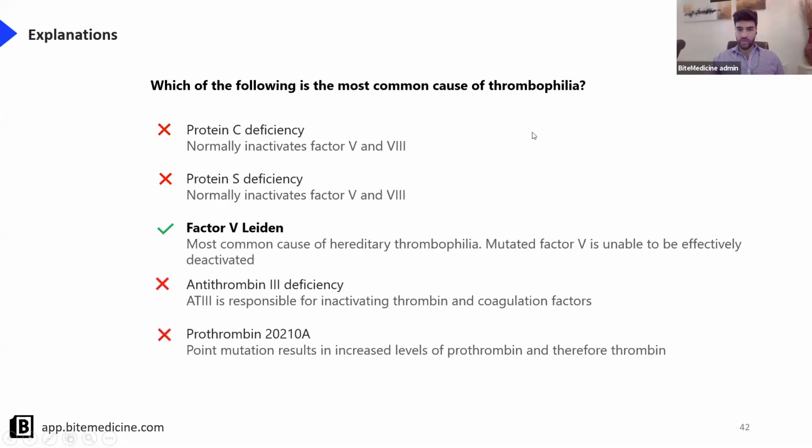Which of the following is the most common cause of thrombophilia? So factor V Leiden, that's where you have a mutated factor V, and therefore it's unable to be effectively deactivated. So you have an overactive factor V essentially. And to be honest, I'm going to have a separate lecture where we go into the coagulation cascade and all the different diseases. So I'm not going to go into this in much more detail. The answers are there. I'll cover it in another lecture when we go over the coagulation cascade. So yeah, do tune in for that.